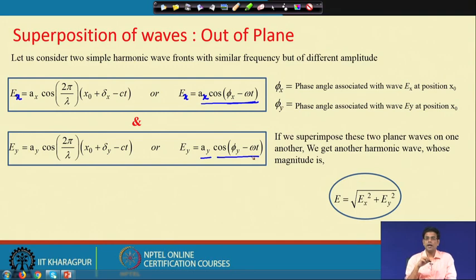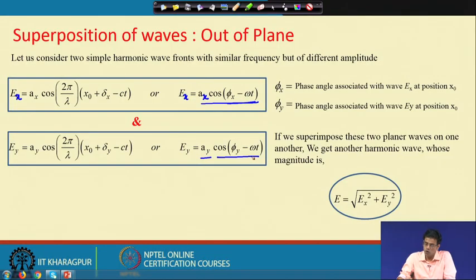But the characteristics of these are that they are out of plane waves, so not in a plane. When we have out of plane waves, we can write the resultant wave as root over E x square plus E y square. Here phi x and phi y are the phase angles associated with waves E x and E y.